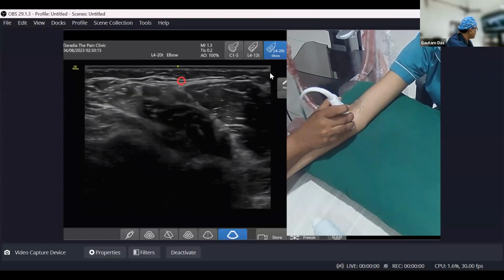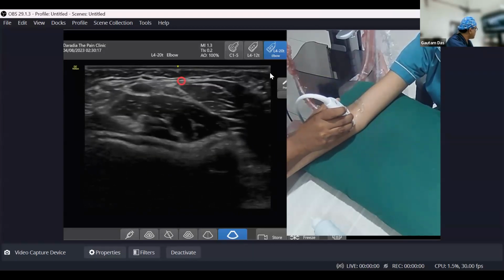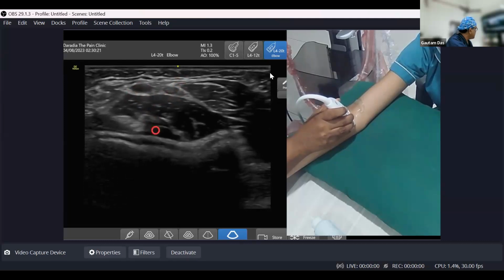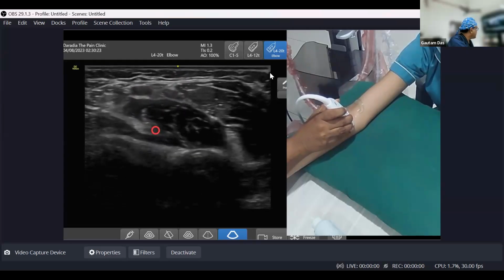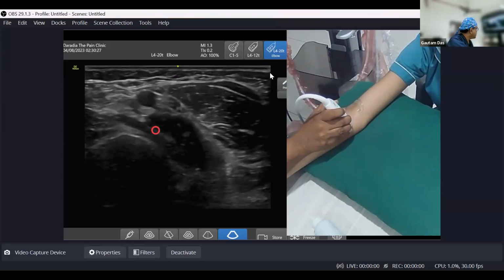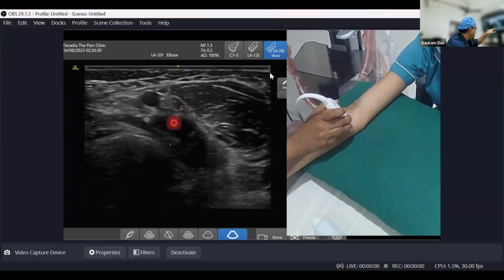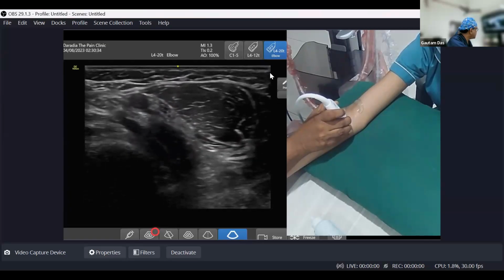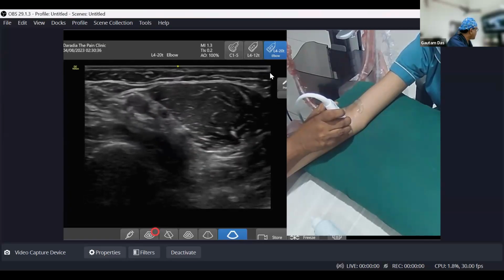I'm following it. And look what is happening, this is your median nerve, and see what is happening to the brachial artery also. The brachial artery will be dividing into the radial and the ulnar artery. So exactly middle of the screen. This is your median nerve, honeycomb-like appearance, very nicely seen. I'm taking it down. Now where will it be coming?